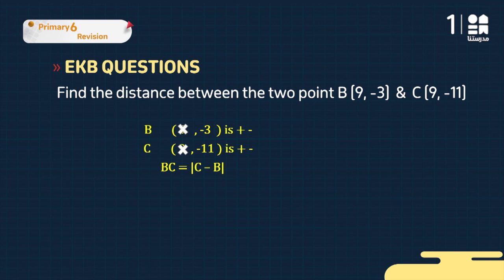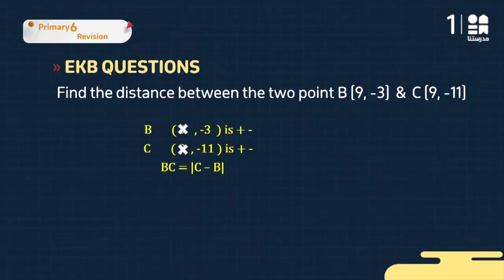And I will do B and C. What is my rule to find the distance between the 2 points? I used to say the distance between 2 points equals the absolute value of the ending point minus the starting point. The ending point minus the starting point in the absolute value. So the ending point, as it says BC, means I will take C minus B. Here I have negative 11, so I am going to write negative 11 minus negative 3.